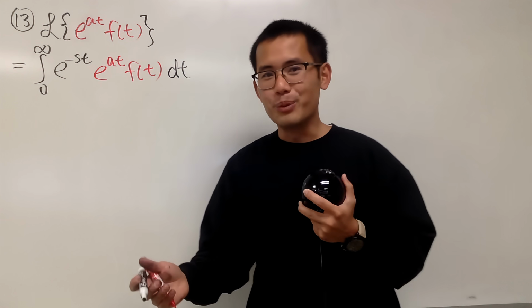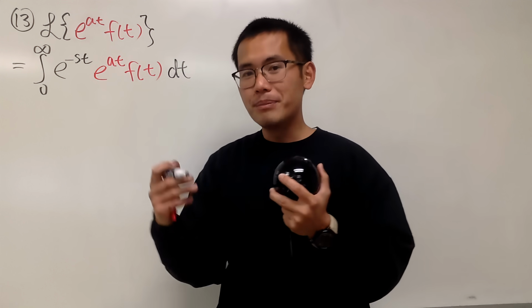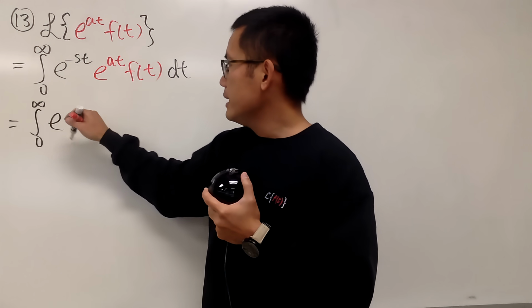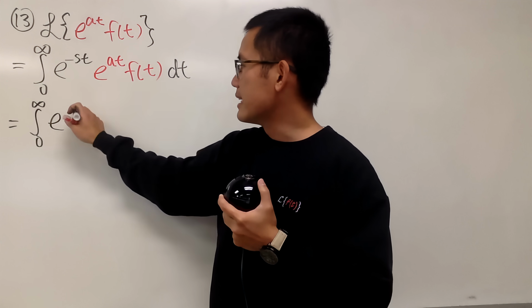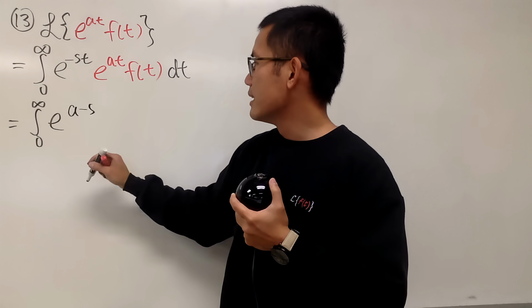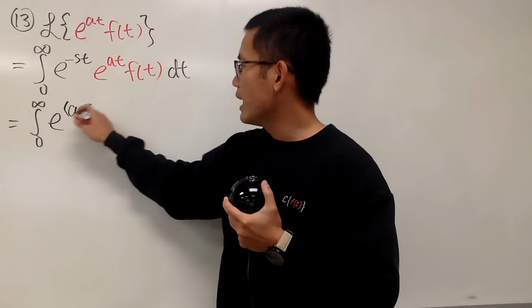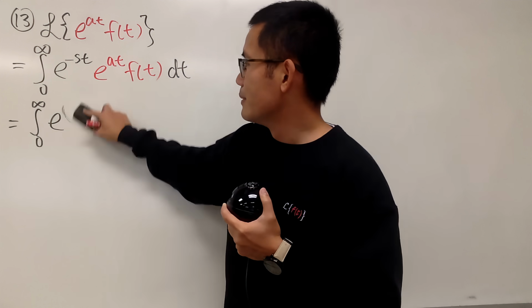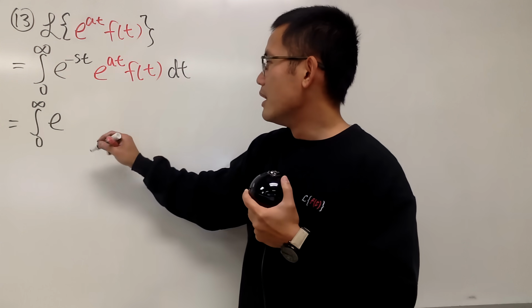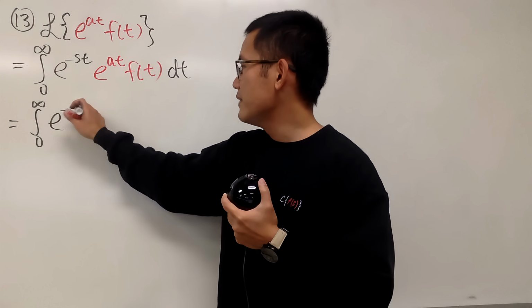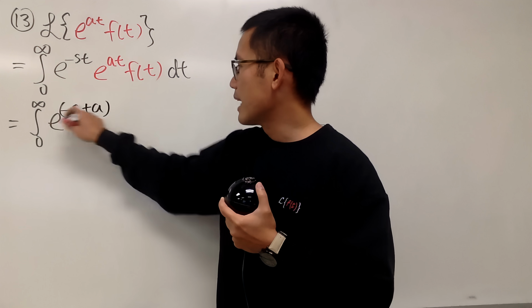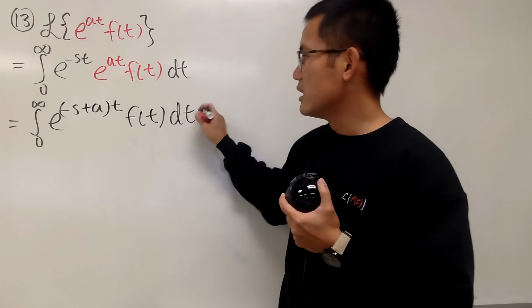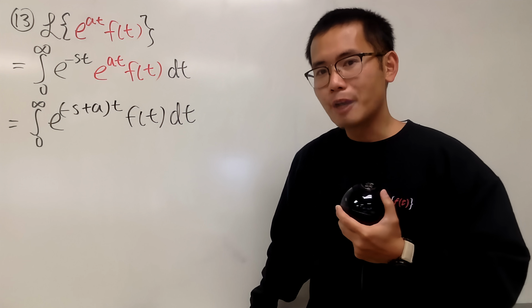Now, just do the integral pretty much. This and that, we can put them together, so we get integral from 0 to infinity, e to the, and let me just write it as a minus s, a minus s. And then we have, actually no. Well, technically this is negative s plus a, and then times t, yeah? If you factor out the t, and then you have f of t. Like this, all right? Good.